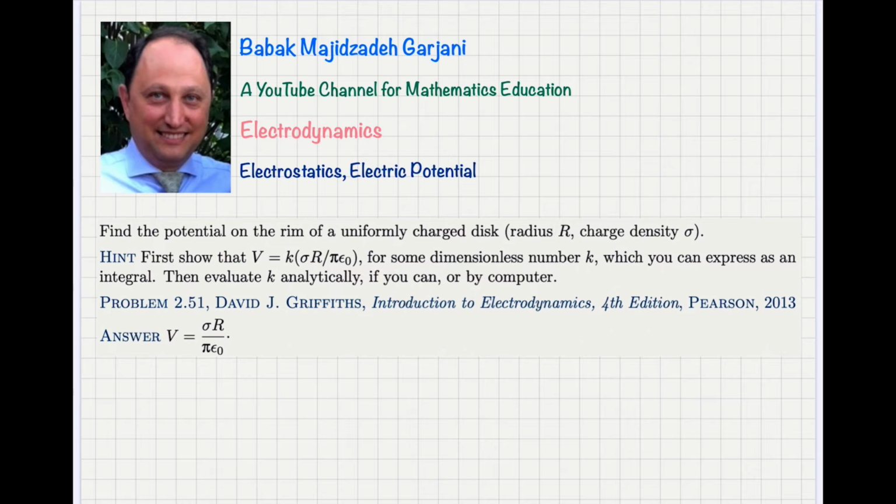It would be a good idea to pause the video at this point and try to solve the problem yourself first. If you do it correctly, the answer that you will get at the end is V equals sigma r over pi epsilon 0. In other words, this number K that Griffiths mentioned, to express as an integral, turns out to be 1.